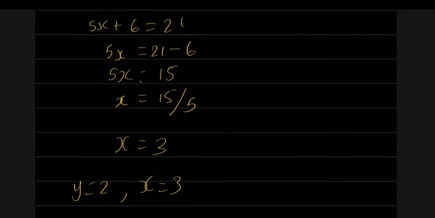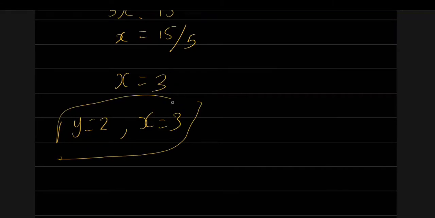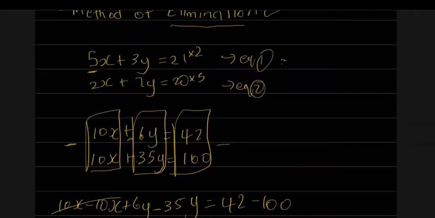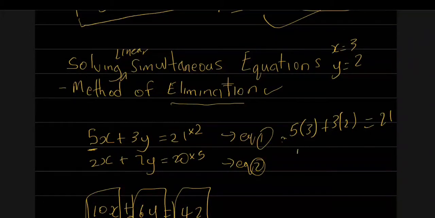Now let's see if we substitute both of these answers into the equations, whether they will satisfy them. Let's take equation 1. We have 5 times x, which we found to be 3, plus 3 times y, which we found to be 2, and that should give a value of 21. So 5 times 3 is 15, plus 3 twos is 6, and that is equal to 21. So that indeed satisfies that equation.